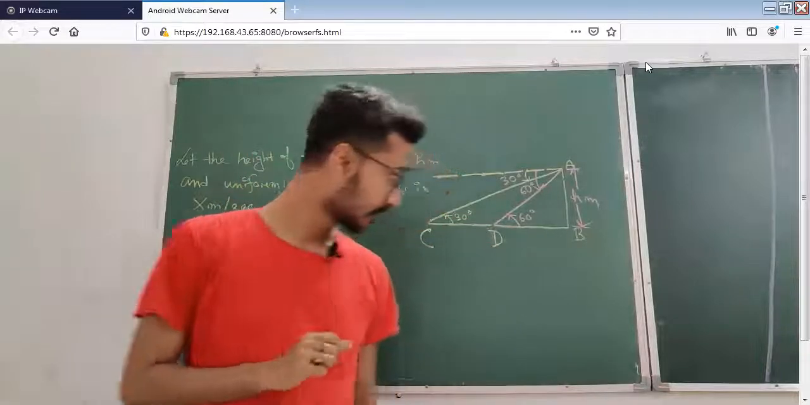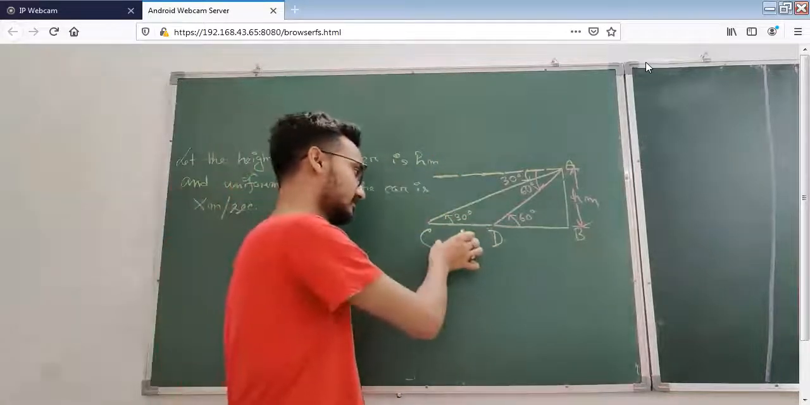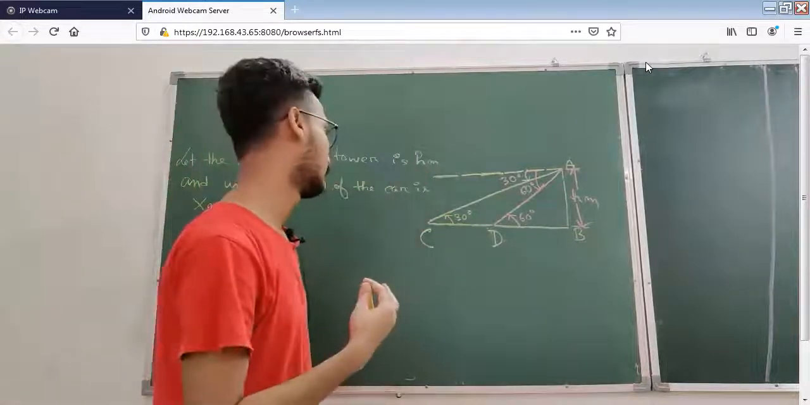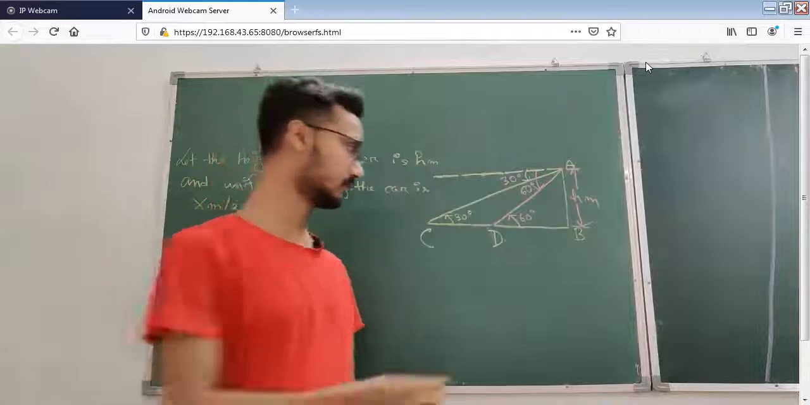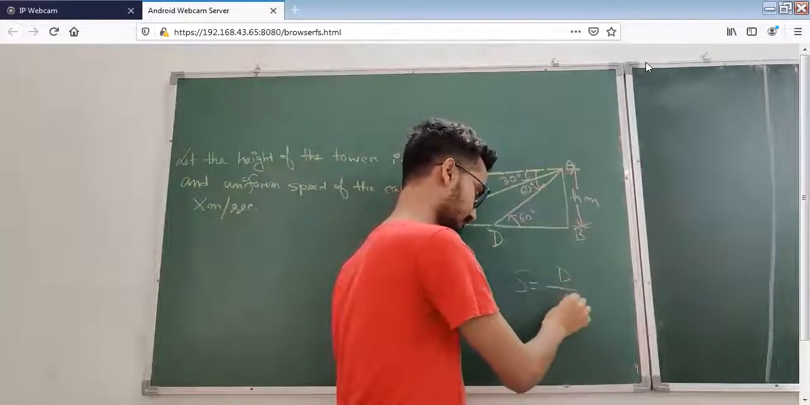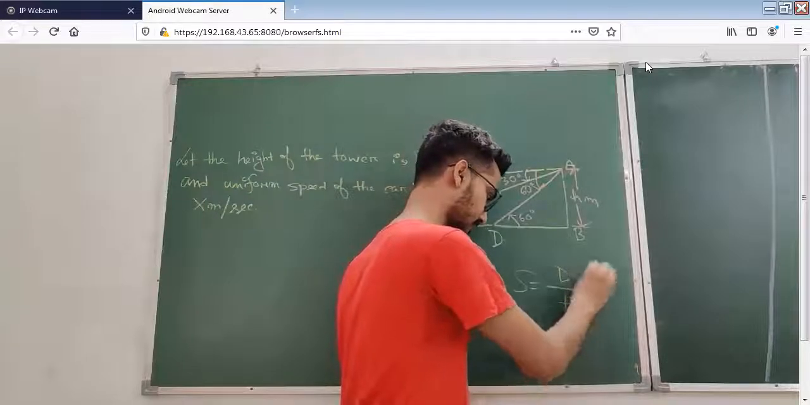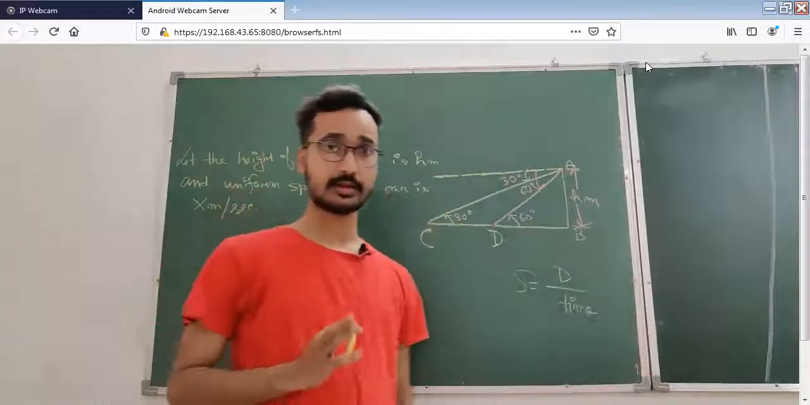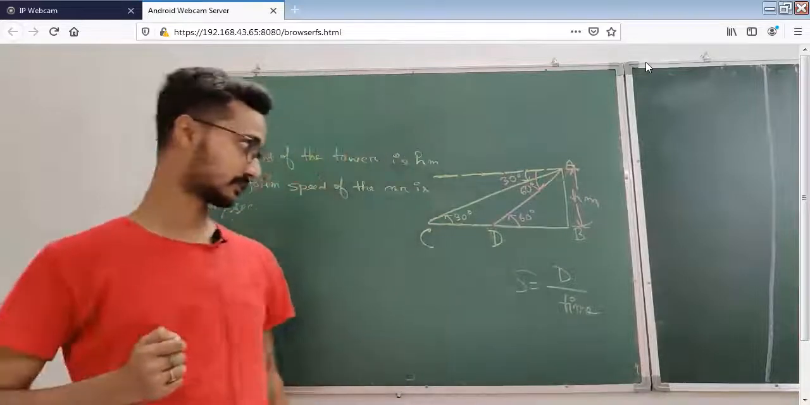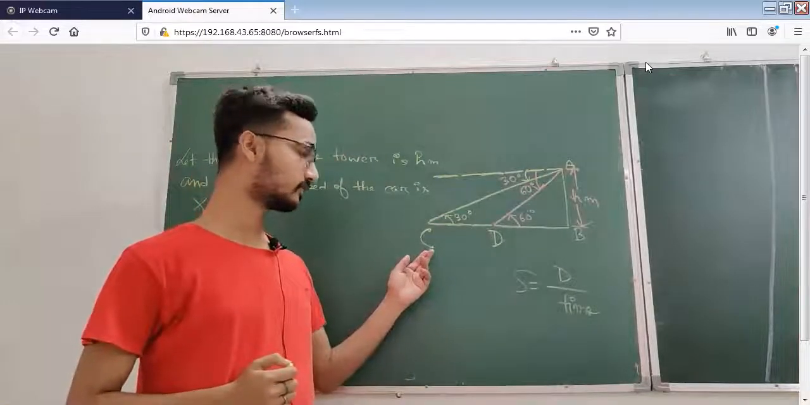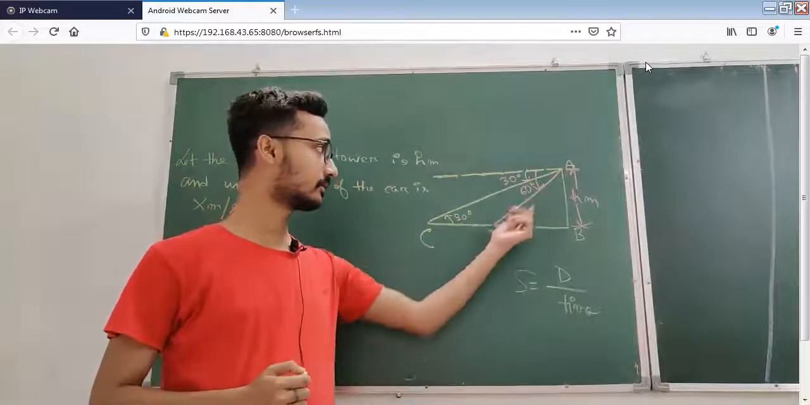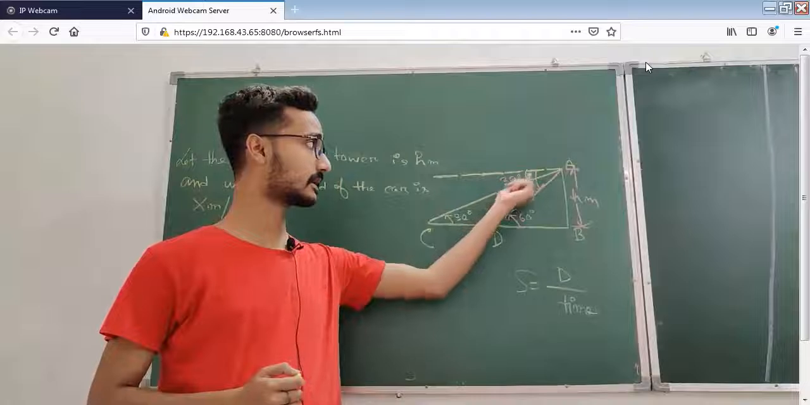Now see, what is the length, that means what is this distance CD? We already know one formula: speed equals distance by time. Yes or no? Up to this clear? Now in the question itself it is given that the car is traveling with a uniform speed, and after 6 seconds the angle of depression is 60 degrees.